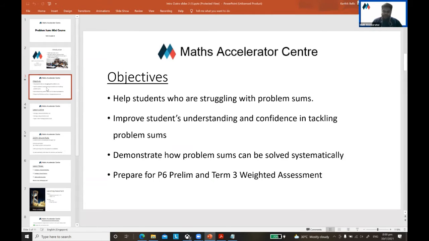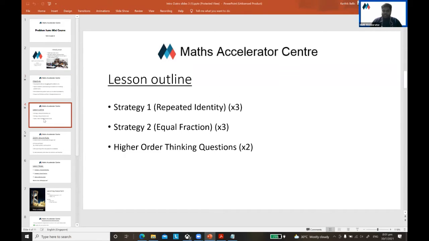So today's objective is to help you if you're struggling with problem sums, and to improve your confidence in tackling them, because a lot of problem sums are pretty wordy. This mini course is to help you dissect all the key information and solve the questions accordingly. Today's lesson outline: strategy 1 is repeated identity, with 3 questions. Strategy 2 is equal fractions, also 3 questions. Lastly, we'll do 2 higher order thinking questions.